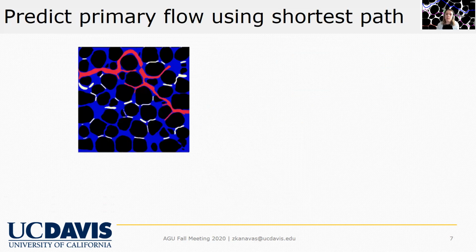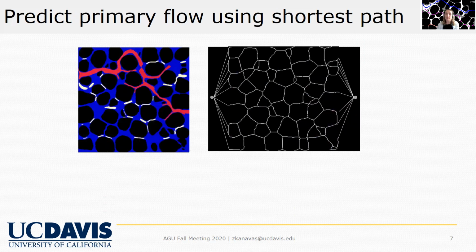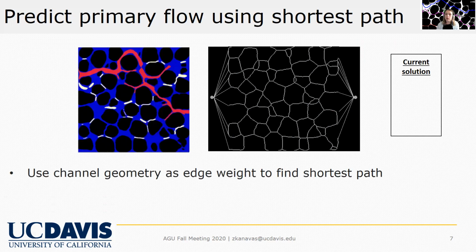We reduced the pore space to an equivalent graph for more efficient path finding. To find the shortest path through the graph, we first added an ultimate source and target node that connected to all the nodes on the inlet and outlet boundary, respectively. Then we used one or some combination of channel geometric characteristics as the edge weight. Changing the edge weight changes the predicted path, as shown here in different colors for different models.